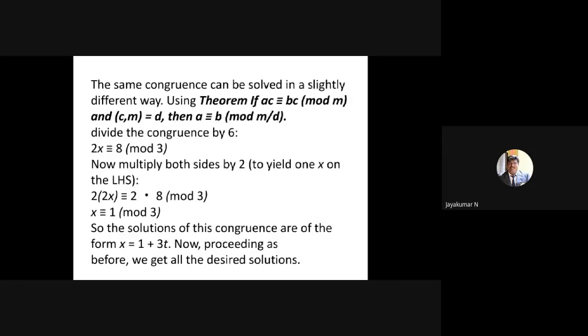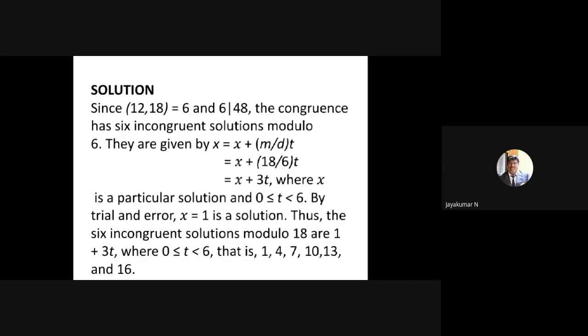Based on the theorem, x congruent to 1 mod 3 can be written x is equal to 1 plus 3t. Okay. So now proceeding as before, we get all the desired solutions. x equal to 1 plus 3t. Now the t value lies between 0 and 6.